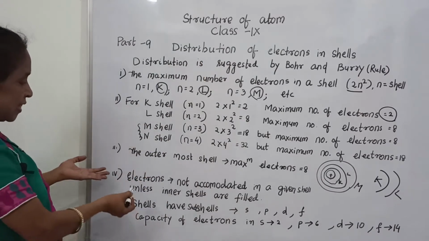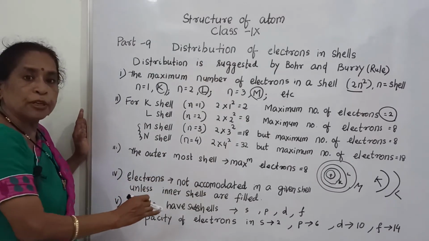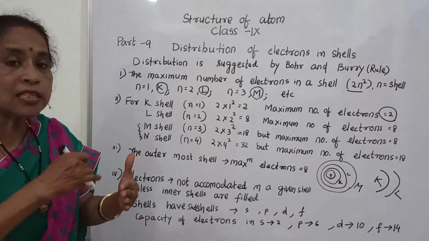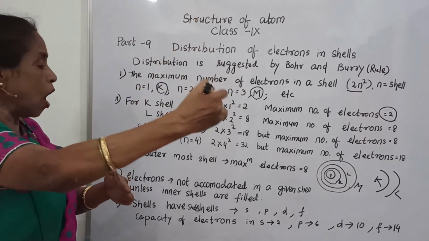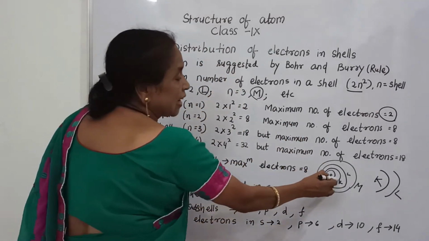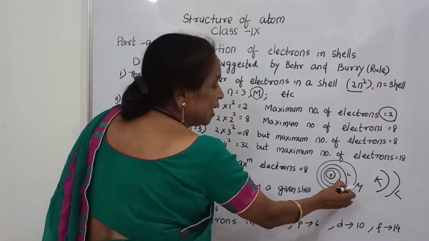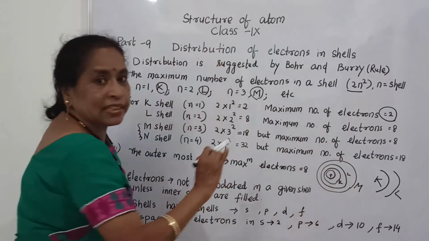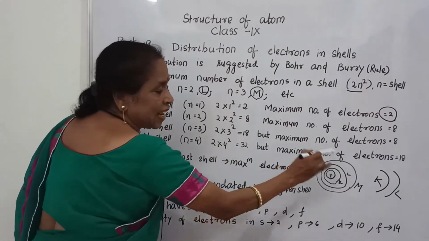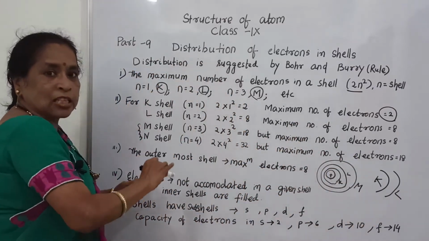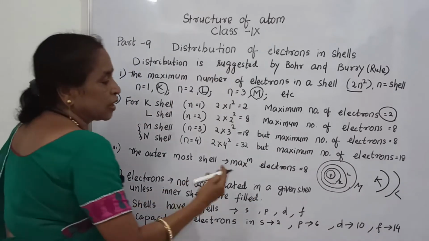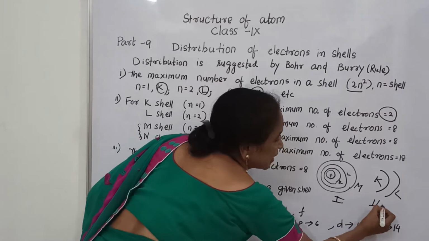The next point: electrons are not accommodated in a given cell unless the inner shells are filled. First the inner shell fills, then we go to the outer cell. If we compare K and L, K is the inner shell and L is the outer shell. Here M is the outer shell and L is the inner shell. That means first fill K, then L, then M. If there are only two cells, K should be filled first, then we go to the L cell.